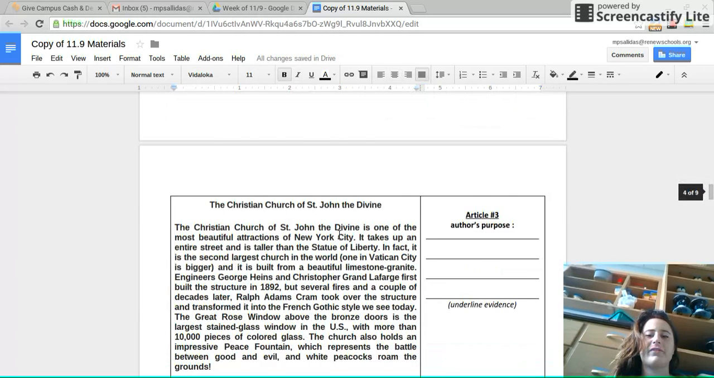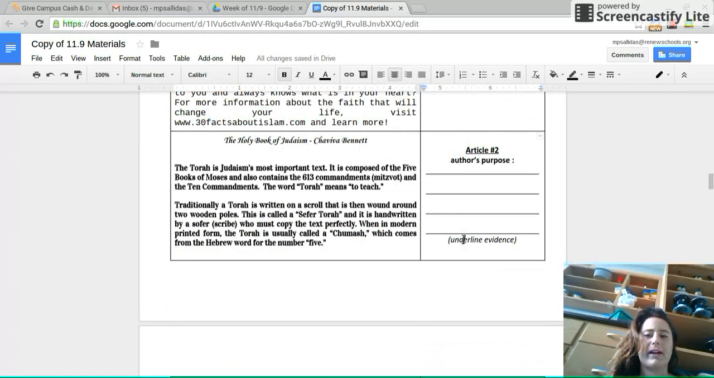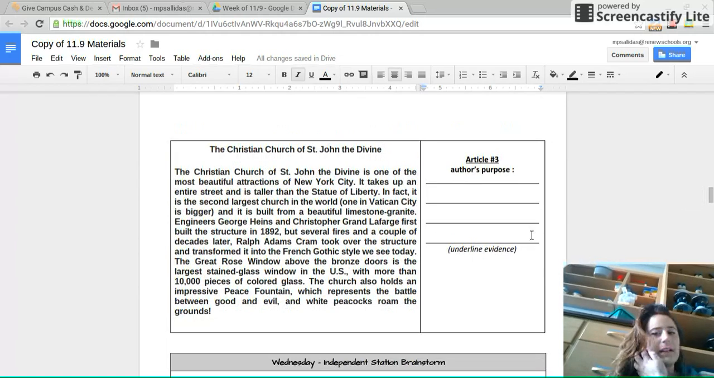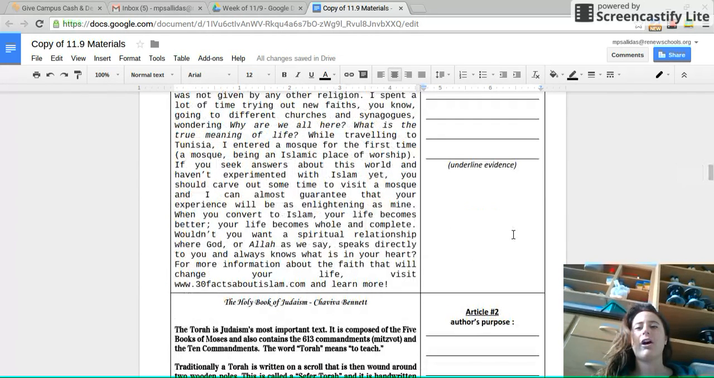Why did the author write it? Underline evidence. And then when you are done, go ahead and do the one that's about Christianity. Remember, your goal and exit ticket today is to have the author's purpose of all 3.